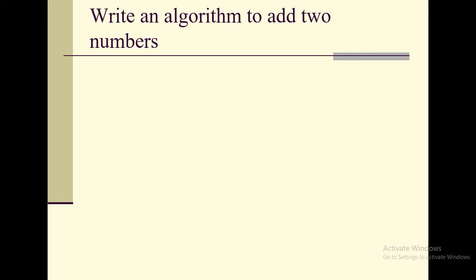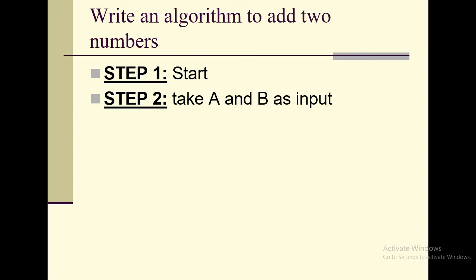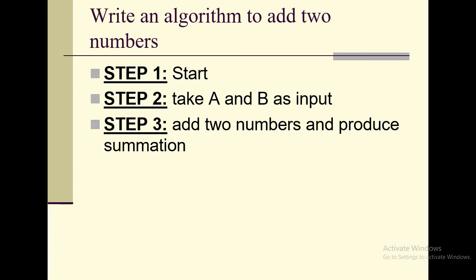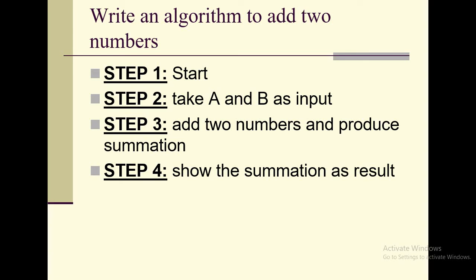Here we see an example of an algorithm, which will calculate the sum of two numbers. Step 1: start. Step 2: take A and B as input, which I have assumed are two numbers. Step 3: add these two numbers and calculate the sum. Step 4: show the sum as the result, and then stop. There are various ways to write the same algorithm, so the steps can vary from person to person.